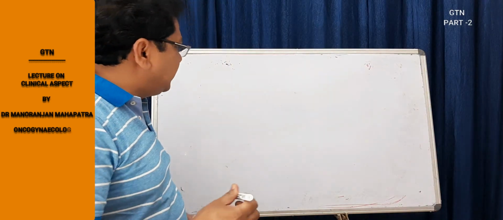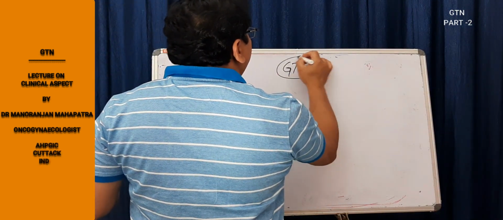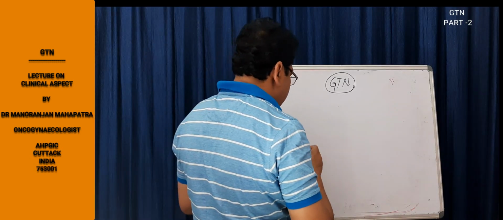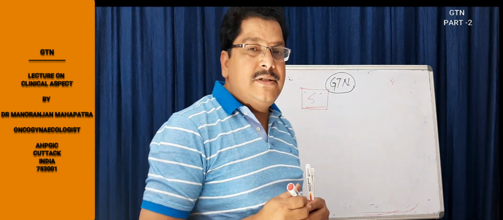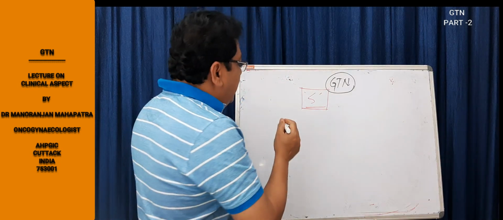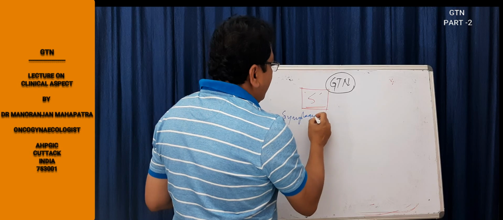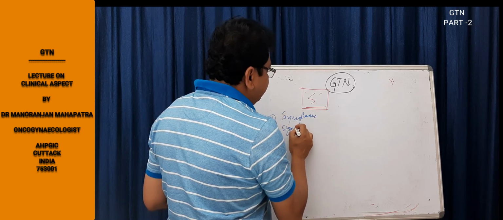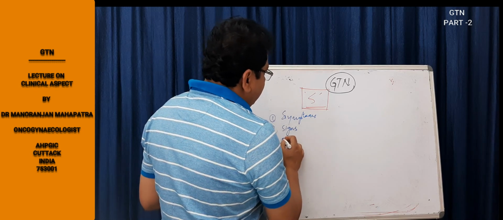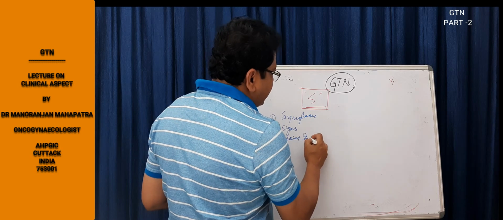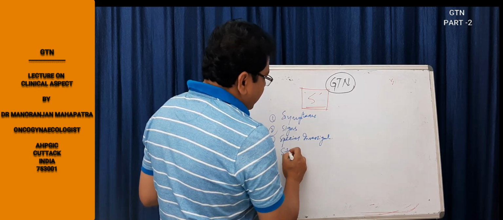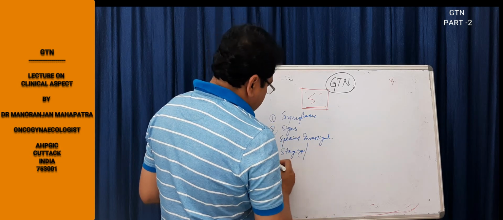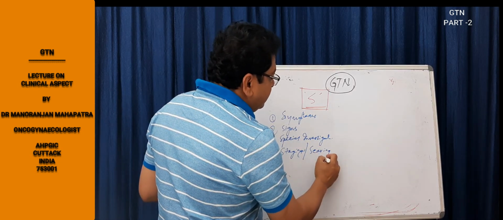this clinical part of the GTN can be covered with a few S's. A topic is simplified when you find some simplification for remembering the things. Number 1 is the symptoms, number 2 is signs, number 3 is your special investigation you'll do to establish the diagnosis. Number 4 is staging and scoring before the treatment protocol.